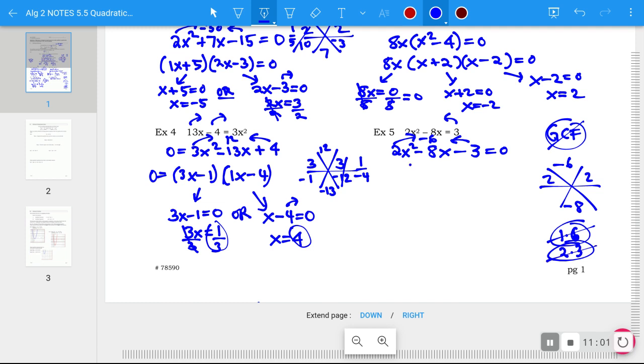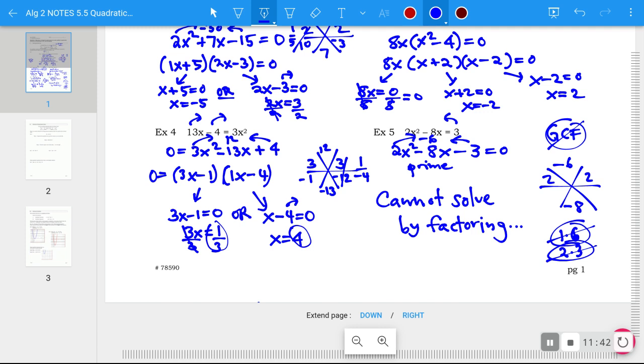So what this is here is prime. It just doesn't factor. And it doesn't mean there are no answers. That's important. This problem actually has solutions. They're just not the sort of solutions this method will work for. So I'm just going to write cannot solve by factoring. You're assuming too much when you say there's no solution here. There actually are solutions. It's just this method doesn't help you find those solutions.